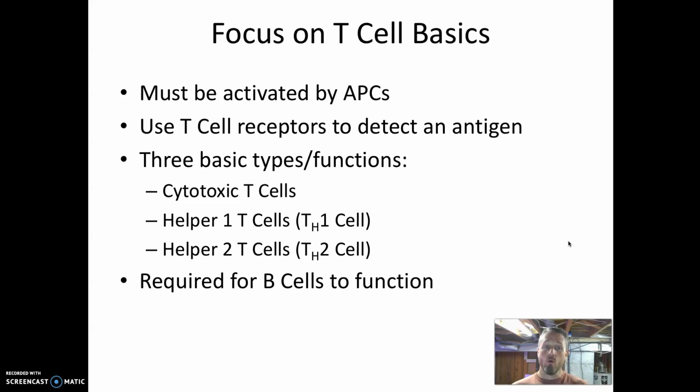And we know that T cells are required for B cells to function. Specifically, those helper 2 T cells activate B cells. Without T cell function, B cells cannot work. So let's keep those basic details in mind as we try to understand how all of these immune cells work together to protect us from potentially harmful pathogens.